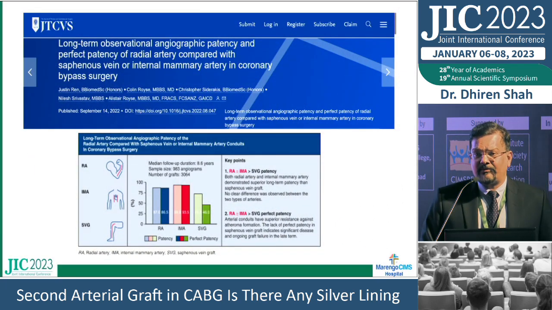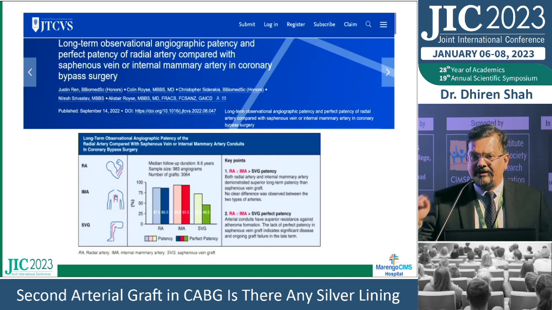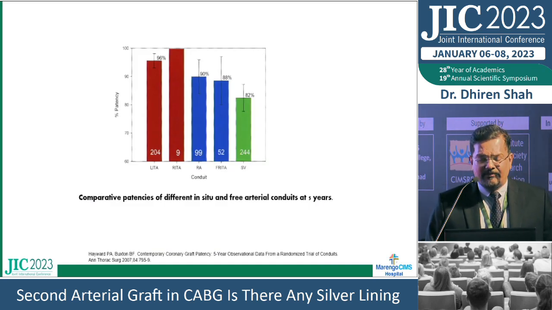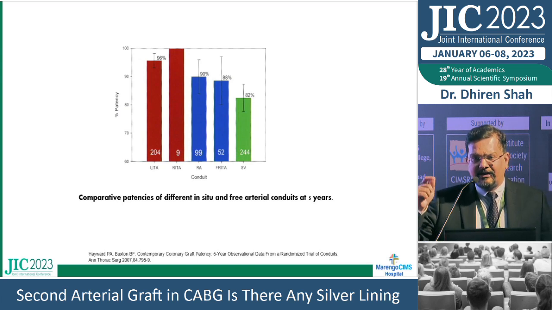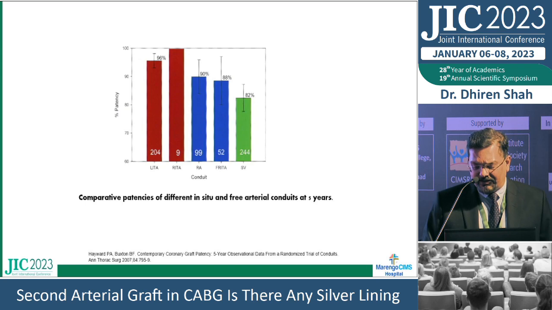And this is the recent paper just published in 2022, which shows that the patency rate of radial artery is equal to internal mammary artery, and it is better than the SVG or venous graft. And what is the comparative patency rate? LIMA is 96% at the end of 10 years. RIMA is more than 100% at the end of 10 years, but the number of patients is less. Radial artery conduit almost 90%. Free RIMA, that is what we use in LIMA Y, the patency rate is 88%, and SVG has 82% at the end of 5 years.